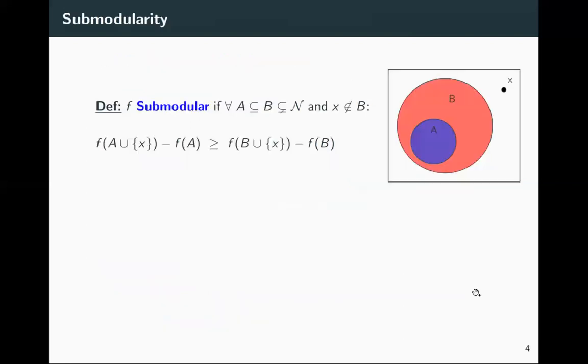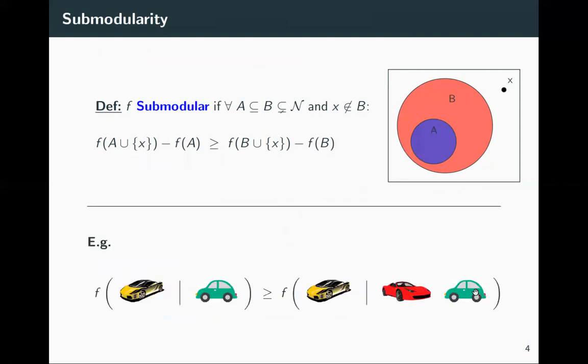More formally, a function f is said to be submodular if for any two subsets A and B, with A contained in B, and any x outside of both, f(A ∪ x) − f(A) is greater than or equal to f(B ∪ x) − f(B), meaning x gives more value to A marginally than it does to B. In a picture, my valuation function for cars is said to be submodular if the added utility I get from a new car is greater if I don't already have a lot of cars.